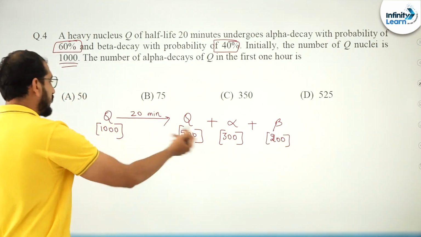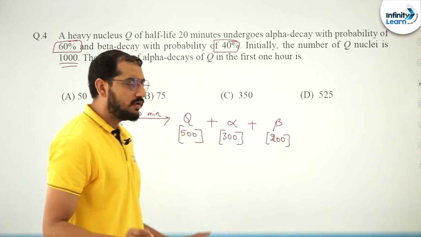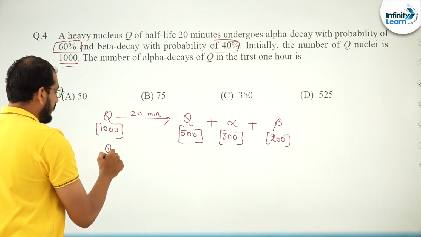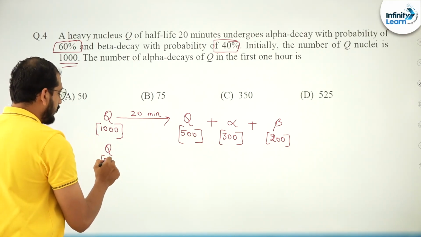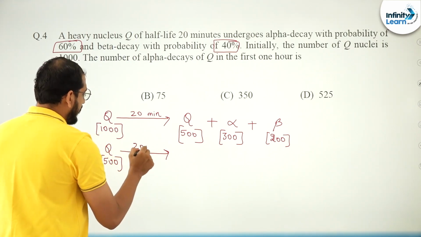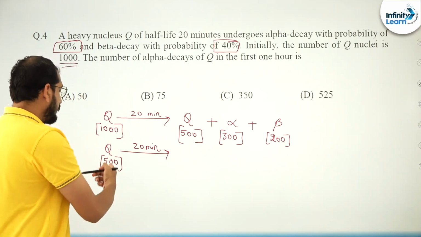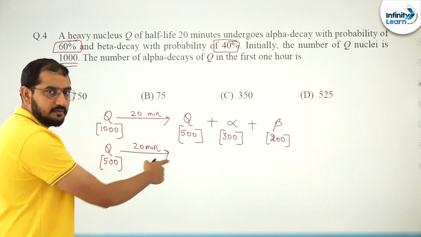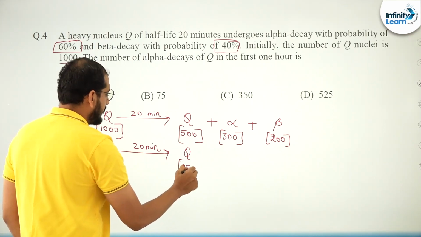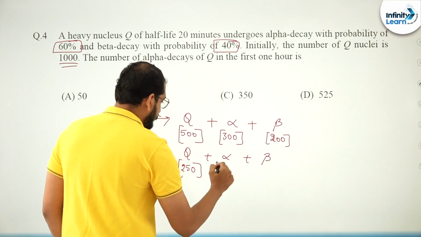Here you can see that initially we have 1000 and finally also we have 1000, so no errors as of now, right? Now the remaining Q, which are in the quantity of 500 right now, again after one half-life, after the next 20 minutes, out of 500, 50% will remain. So out of 500, only 250 will remain, and the remaining 250 will again decay in a ratio of 3:2.